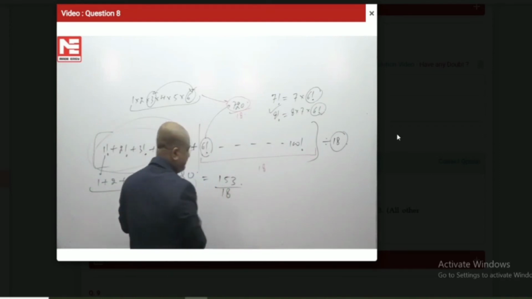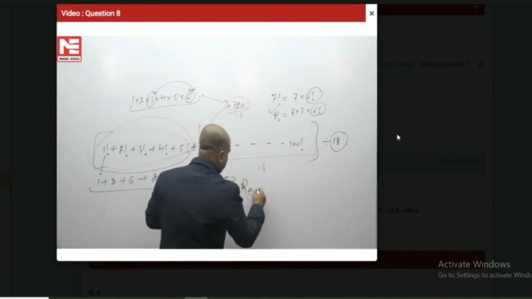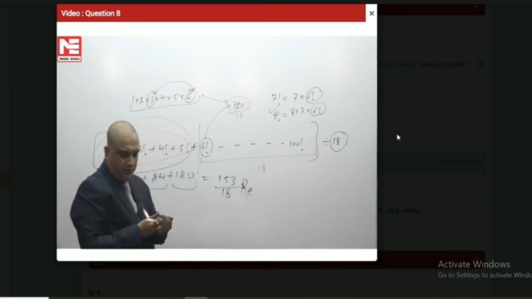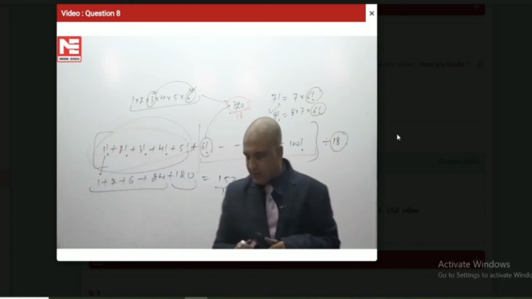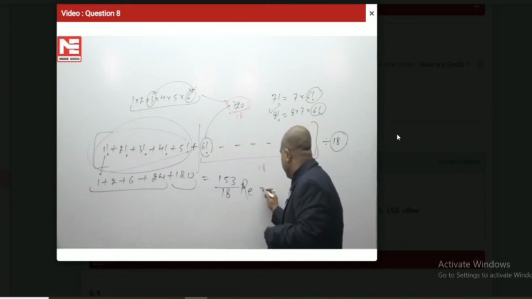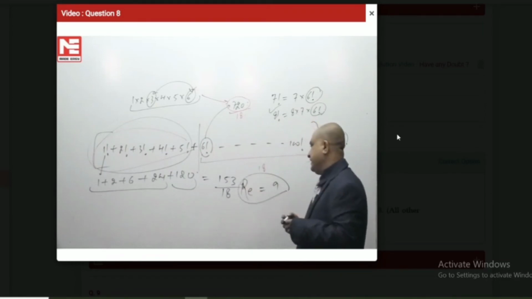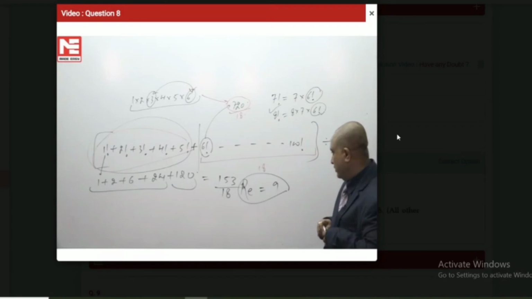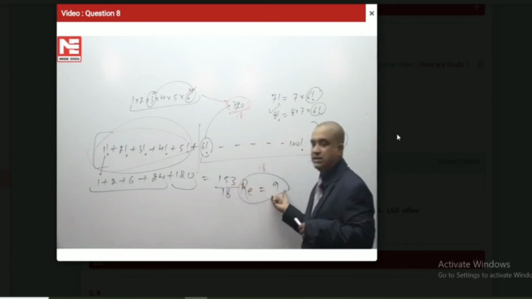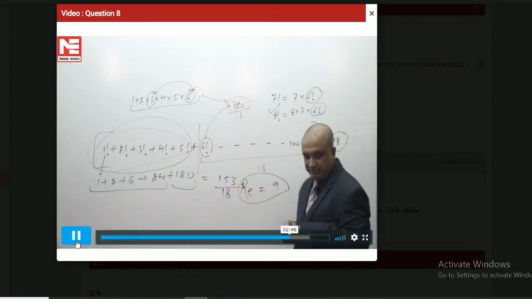It has to be divided by 18 and we can calculate the remainder. The remainder here will come out to be 9. 18 into 8 is 144, so 153 is 9 over a multiple of 18. Hence the remainder is 9.